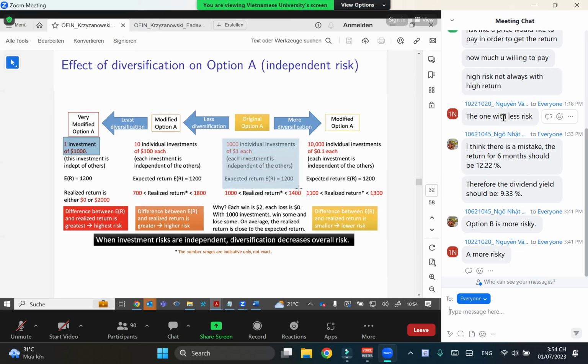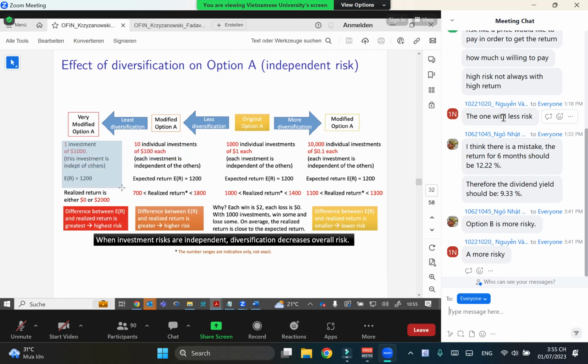which has expected return 1,200, and the realized return lies in a very narrow range between 1,000 and 1,400. We moved from these 1,000 individual investments to 10 individual investments of $100 each. It gave us the same expected return, but more risk in terms of the realized returns because the range became bigger. And now we move to our initial option B, one investment of $1,000.